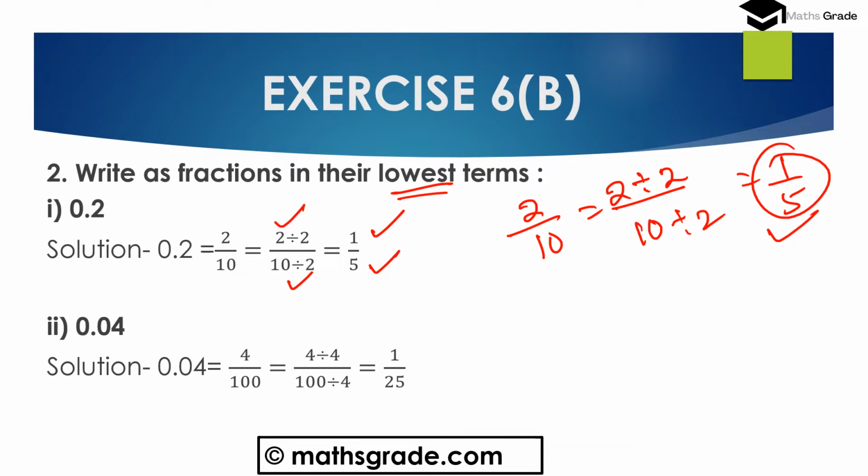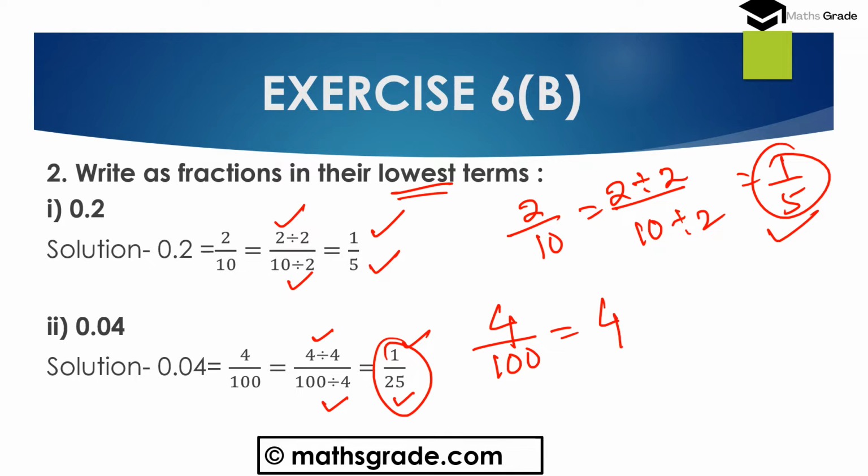Now the second part, 0.04. Here after the decimal point there are two digits, so we divide 4 by 100. 100 has two zeros. Now find the highest common factor of the numerator 4 and the denominator 100, which is 4. So we divide both by 4. 4 divided by 4 is 1 and 100 divided by 4 is 25. Now it is 1 divided by 25.